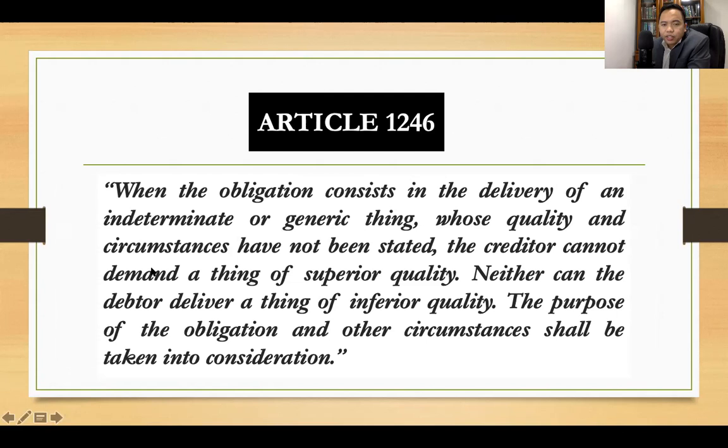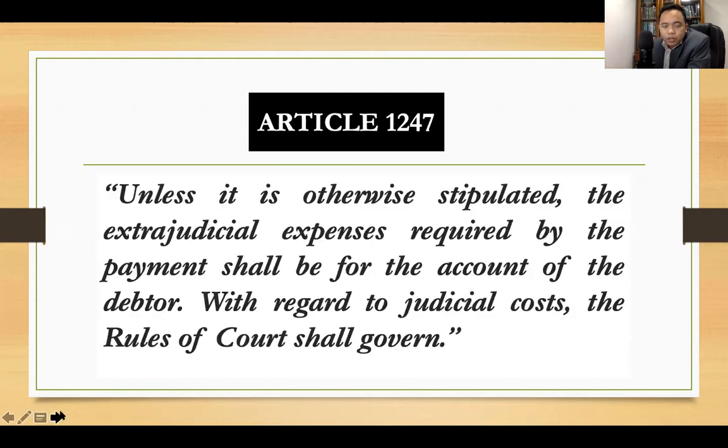Article 1246 class pertains to the quality of the thing to be delivered. It states here that the creditor cannot compel the debtor to deliver a superior quality, while the debtor cannot compel the creditor to accept an inferior quality. So, in other words, it is only the average quality. Okay. It's self-explanatory. We jump to Article 1247.